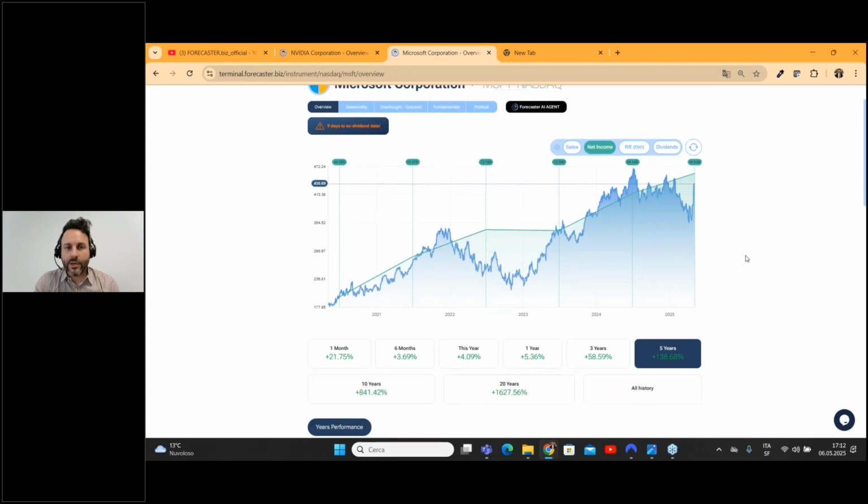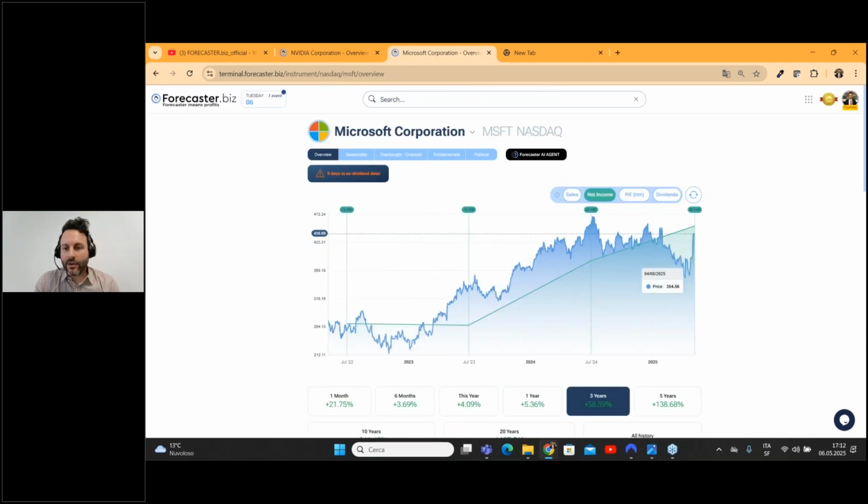Okay, so for example, we talked recently about Microsoft, and as you can see, this is the proof that this little tip works really fine. Because look, starting from the beginning of 2025, we had a drop in prices, but at the same time, as you can see, the net income is growing. You have to remember that this number is the TTM data. It means it's the trailing 12-month data.